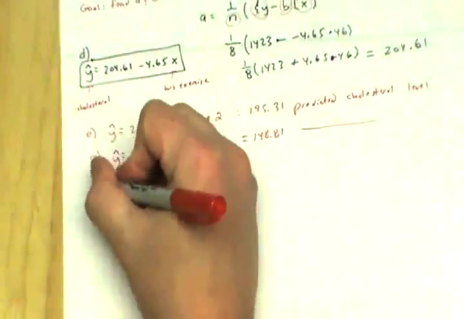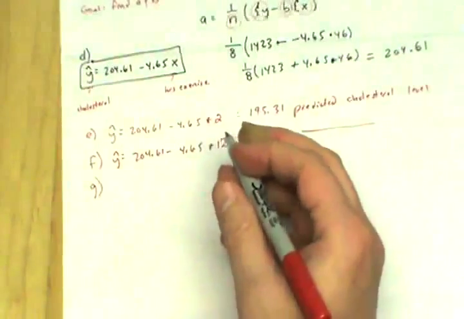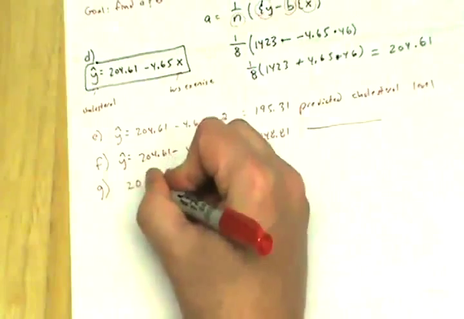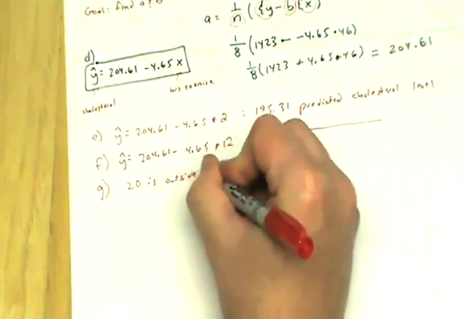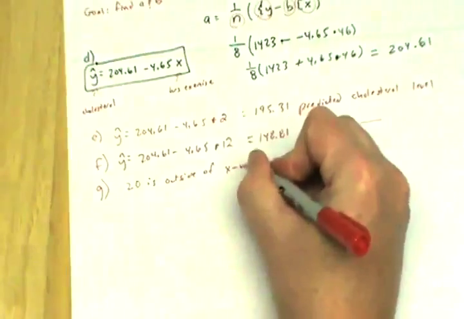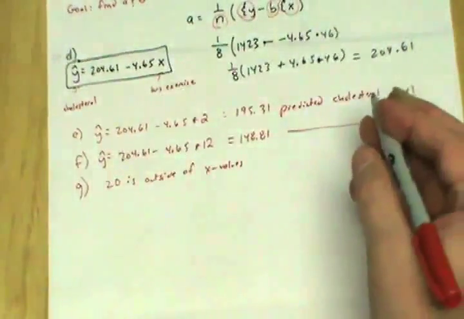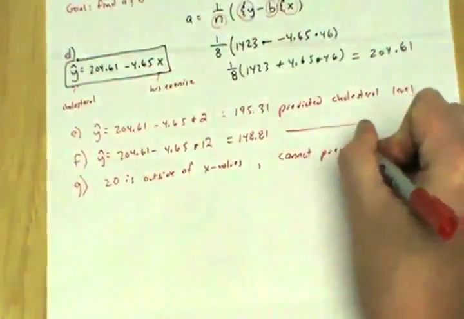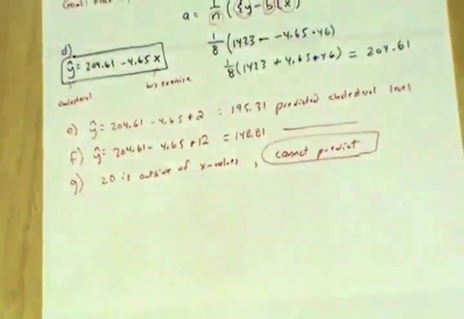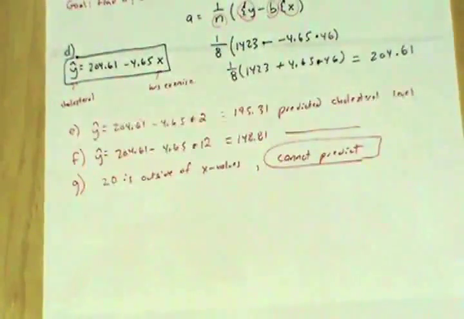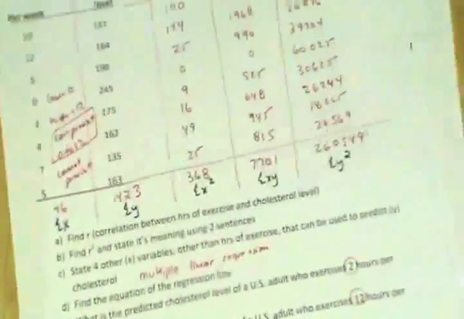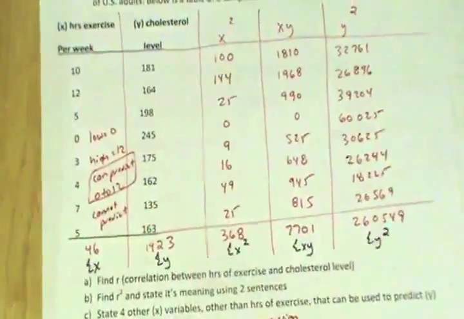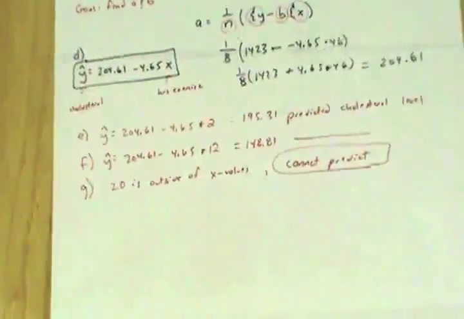G asks, what about 20 hours per week? You could put 20 into the formula, but you're not actually doing it correctly. 20 is outside of the x values that had a low of 0 and a high of 12, so you would say something along the lines of cannot predict. Can't predict, can't find the answer, no solution, something like that. So that's how it's done. You're given the x's and the y's, and then you come up with 3 new columns, get all the sums, and then answer all the questions based on the formulas.